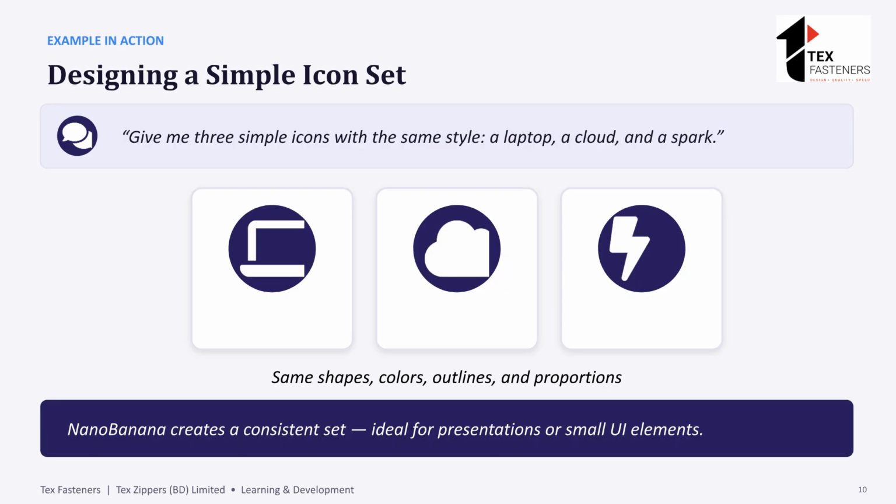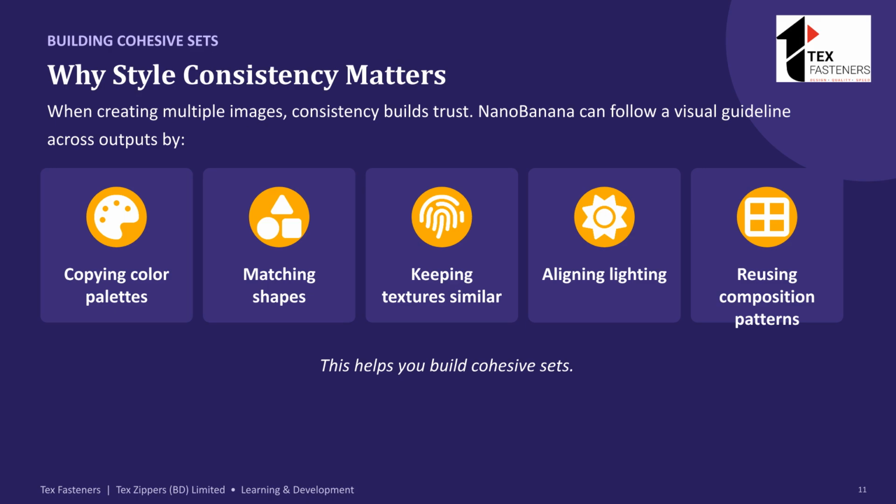Consistency becomes especially important when creating multiple visuals. Imagine you need 3 icons for a presentation. You could ask, give me 3 simple icons with the same style: a laptop, a cloud, and a spark. The goal is not just to create 3 separate icons. The goal is to make them look like they belong together. Nano Banana can maintain similar shapes, colors, outlines, and proportions across the set. This makes the icons useful for presentations and other visual interfaces. When you create multiple images, consistency helps create a professional and trustworthy visual identity.